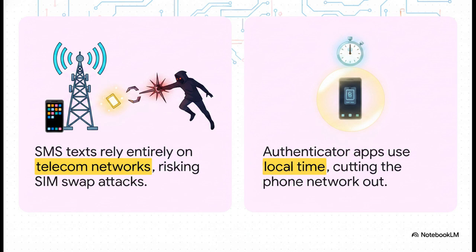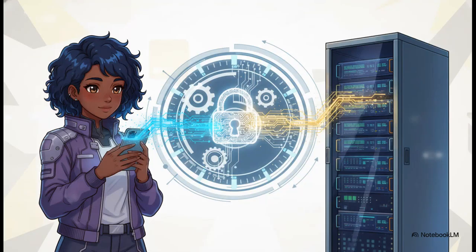They cut the vulnerable phone network out of the loop entirely. Let's look at how this builds into an incredibly elegant system called Time-Based One-Time Passwords, or TOTP. Your phone and the server share a secret key, which is usually established when you scan that little QR code. Instead of the server texting you a random challenge, both your phone and the server use the current time, specifically the time divided up into 30-second windows, as the challenge itself.